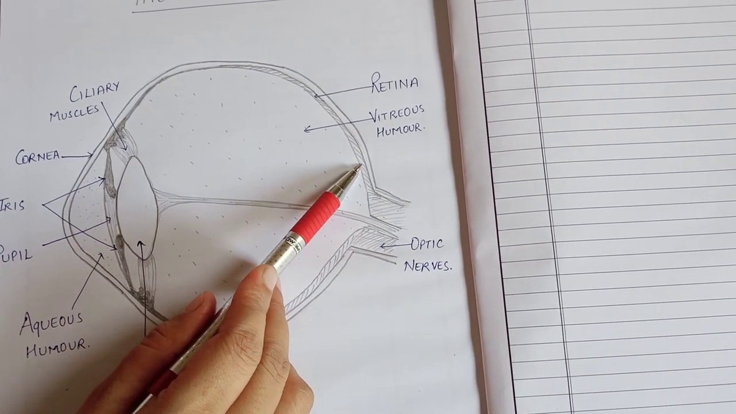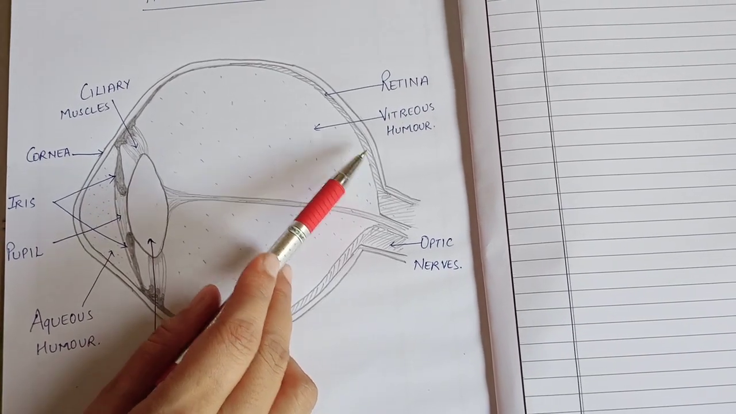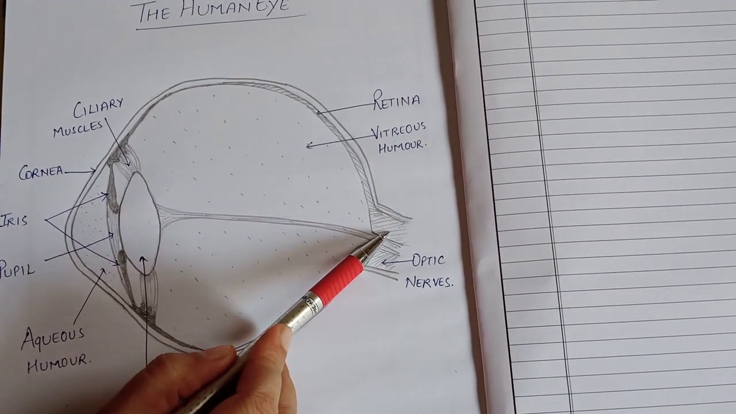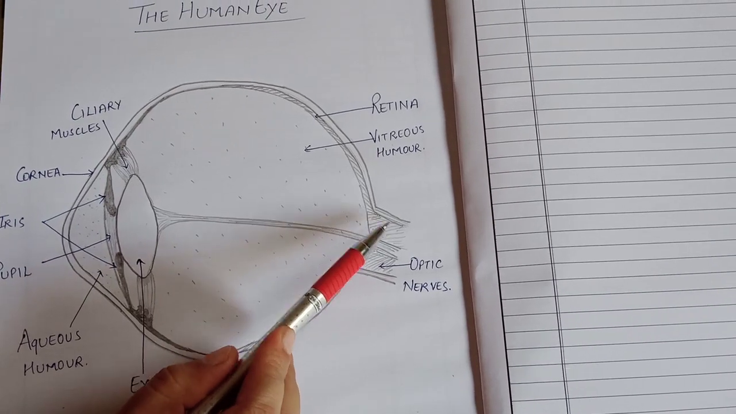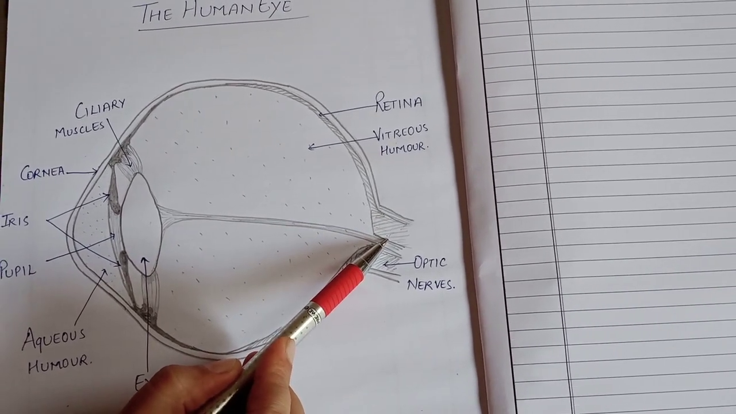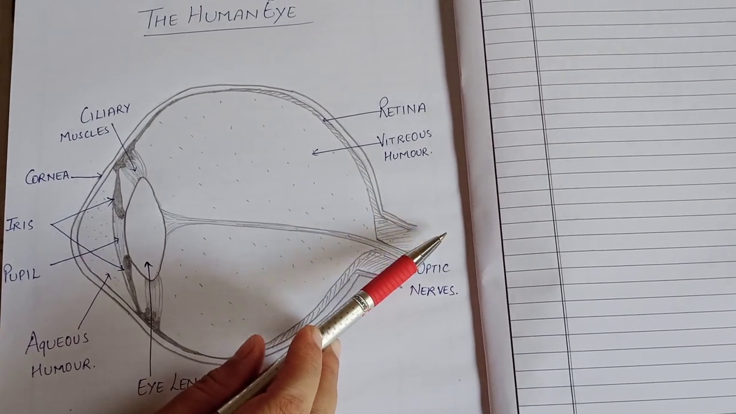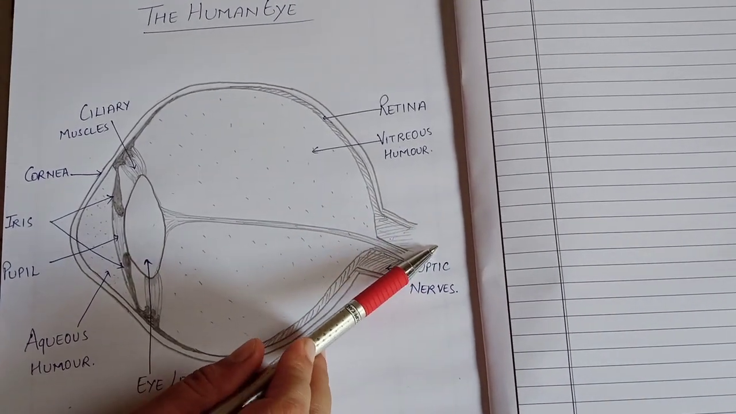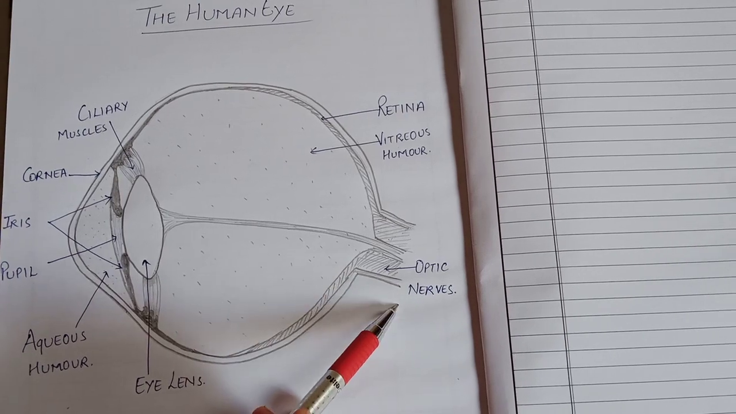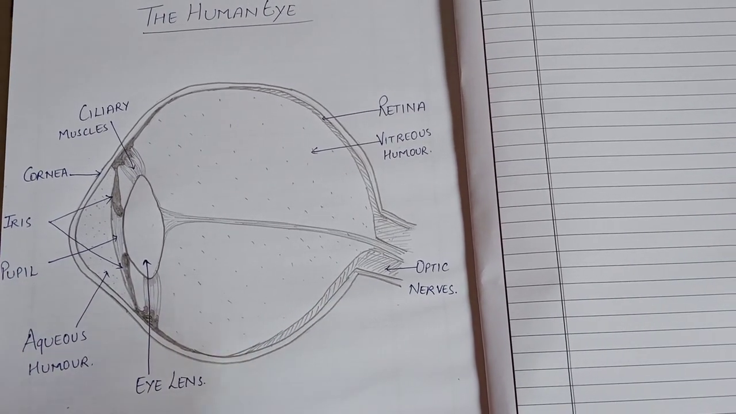that acts as a screen for the formation of image. From this retina, optic nerves convert them into electrical impulses. Electrical impulses go to the brain. The brain interprets and tells us the object which is visible to us. So that was all about the human eye.